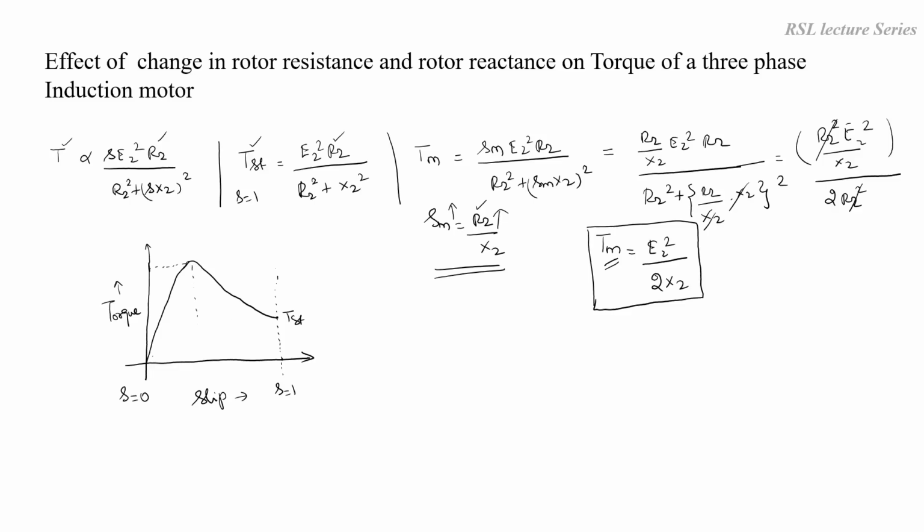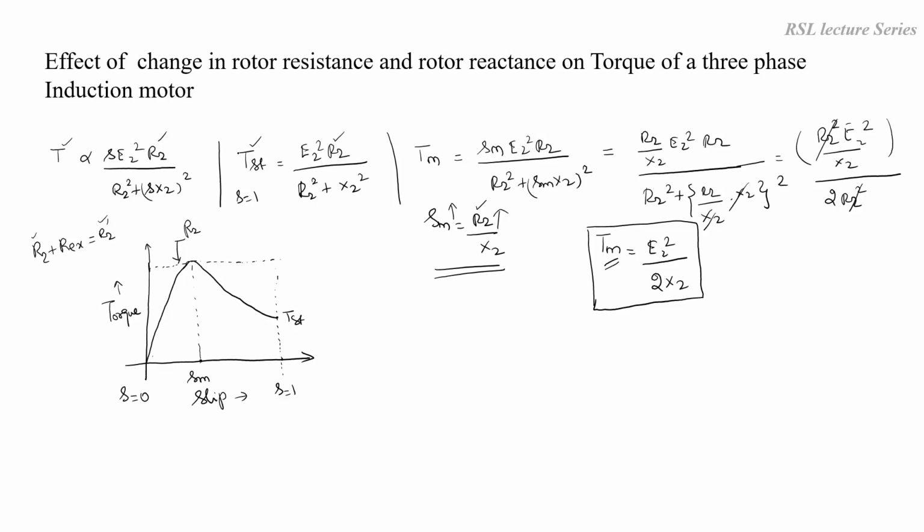The slip corresponding to the maximum torque will be given by S suffix m. Okay, so this is for the rotor resistance value of R2. Suppose R2 is increased from R2 to R2 dash. We are adding some external resistance to this R2. So if we add an external resistance, say Rex, then it will become R2 dash. This R2 has been increased to R2 dash.